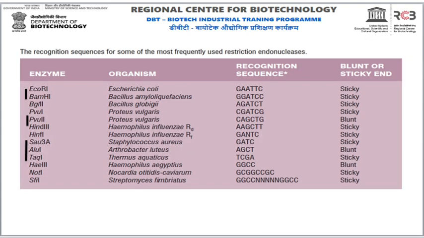Next is the recognition sequence. The first important thing you should know is that except Proteus vulgaris, that is PvuII, Arthrobacter luteus, that is AluI, and Haemophilus aegyptius, that is HaeIII, which produce blunt ends, the rest of the restriction enzymes produce sticky ends only.